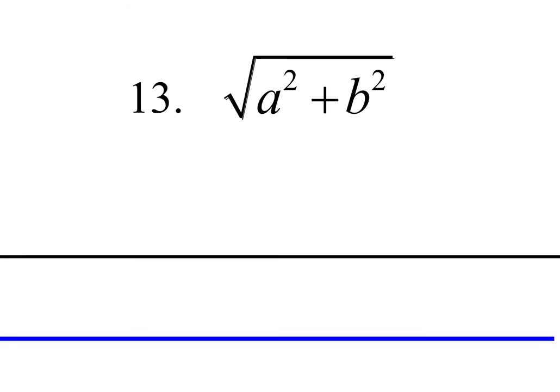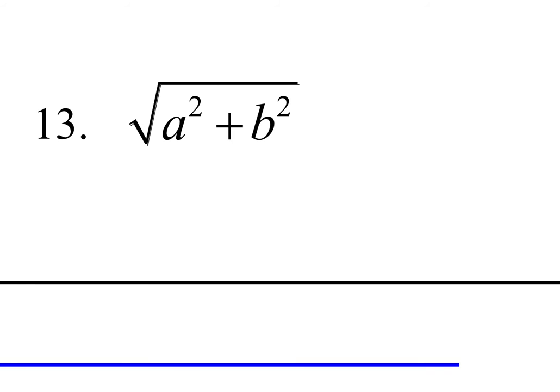On this one, the square root of a squared plus b squared, the square root's the same as the 1/2 power, and you write your a squared plus b squared in there, and you can't do anything else to simplify it.